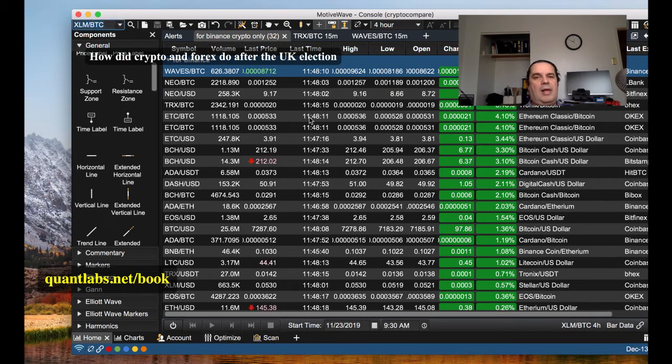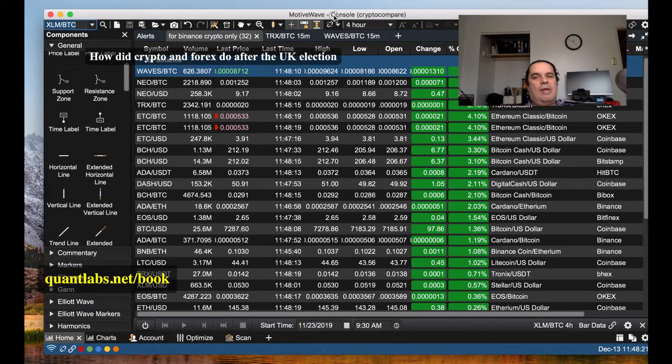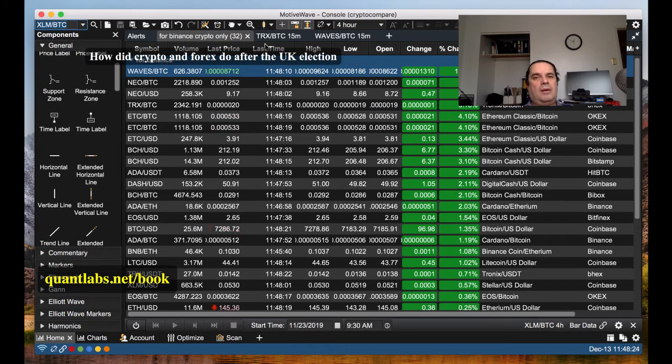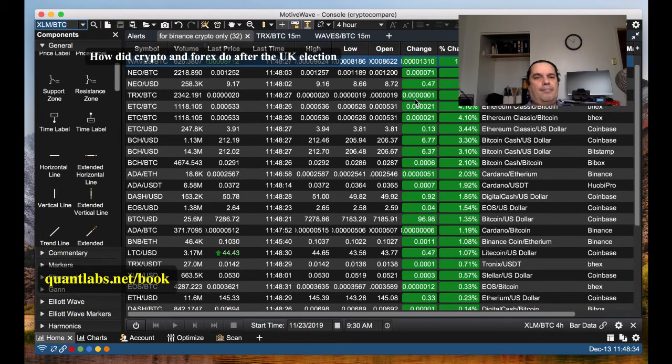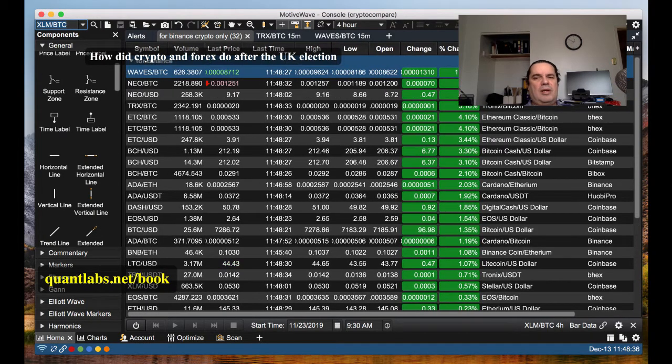Gotta like that. Okay. Got waves. So currently we have Tron. No, I'll tell you what we have open. But this is what we got. Waves against BTC up 17.7%. NEO up against Bitcoin 5.93. NEO USD up 5.4%. Tron against Bitcoin 5.14. Ethereum Classic 4.1.